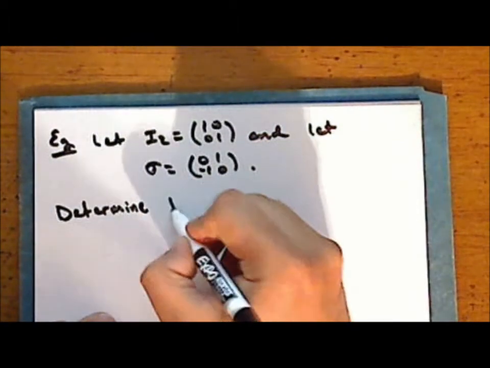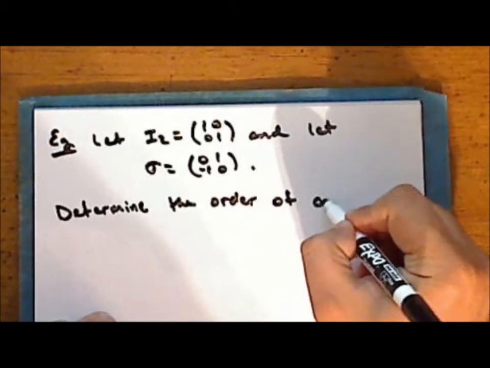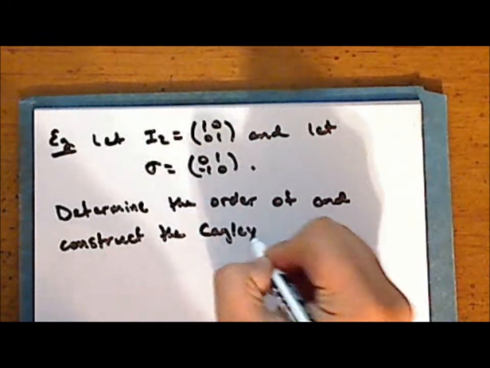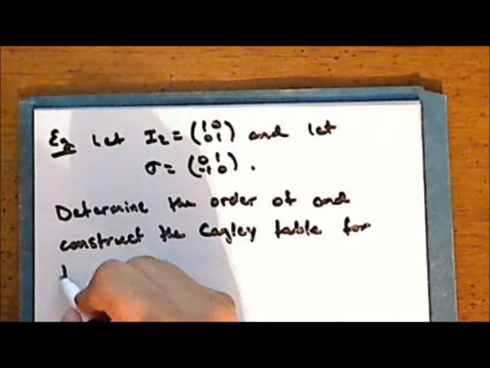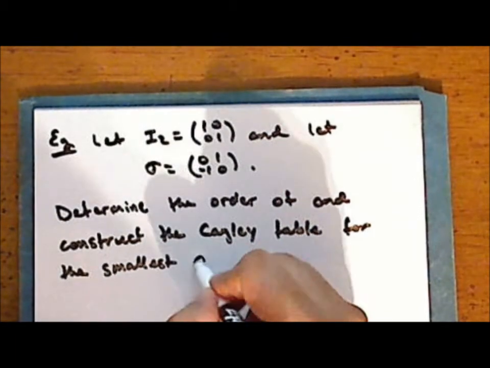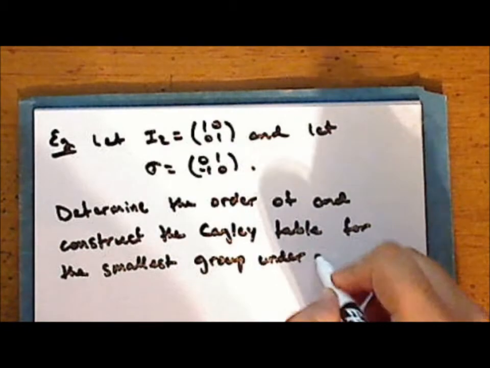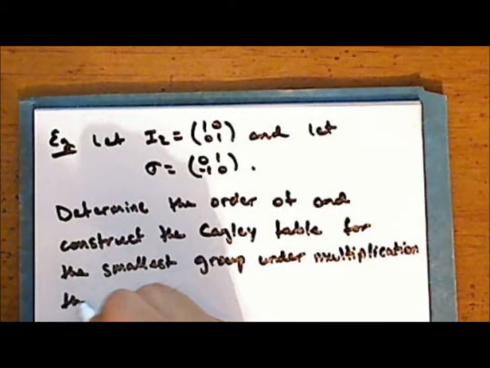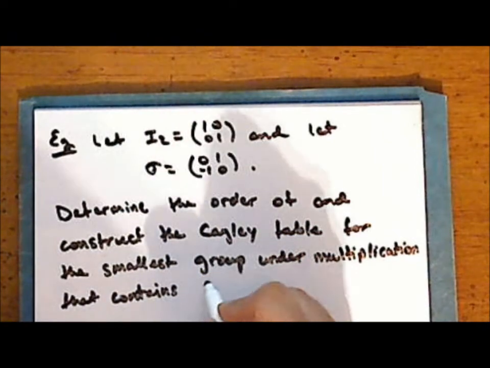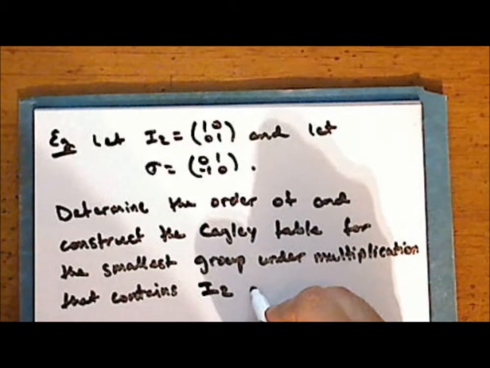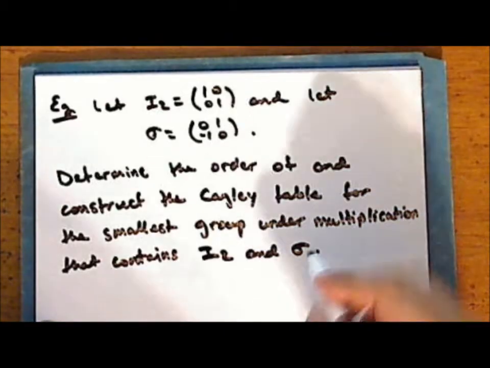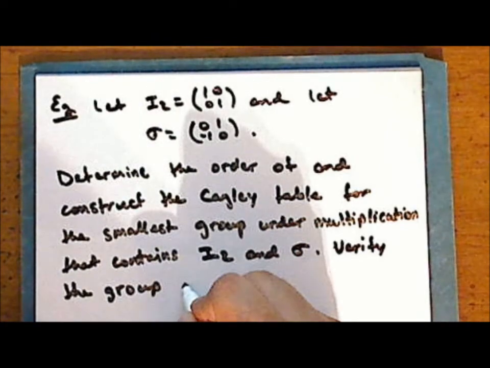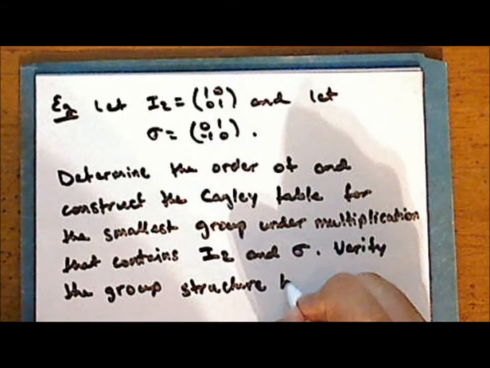Determine the order of and construct the Cayley table for the smallest group under multiplication that contains the matrices, the identity matrix and the matrix sigma, and verify the group structure by definition.